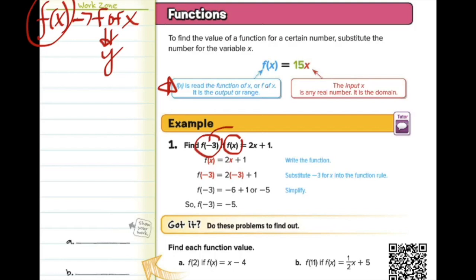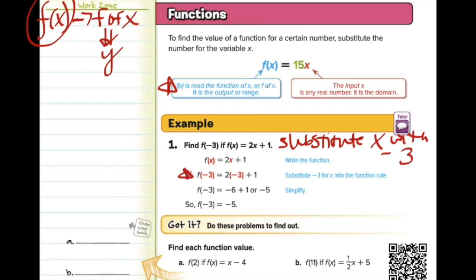Do you see how this negative 3 is being replaced by the x? So what this is telling you is to substitute x with negative 3. And if you notice, right here on the second step, that's exactly what happened. I substituted the x with a negative 3, and then I just simplified the expression. When I simplify the expression, if you focus on the right-hand side, it simplifies down to negative 5.